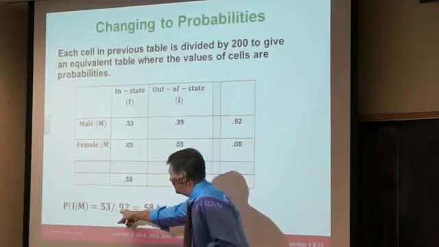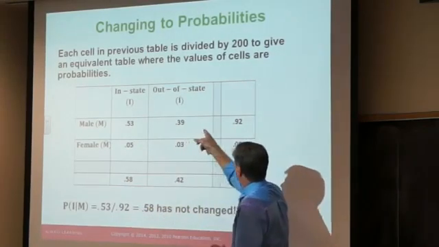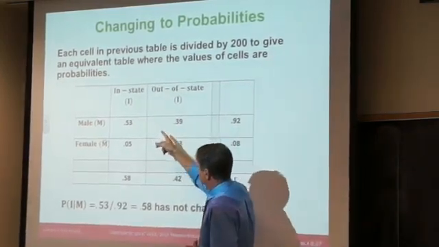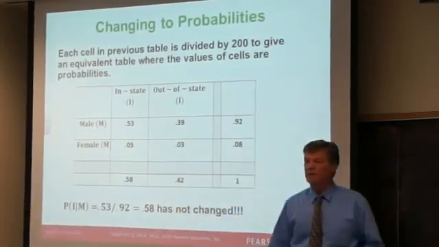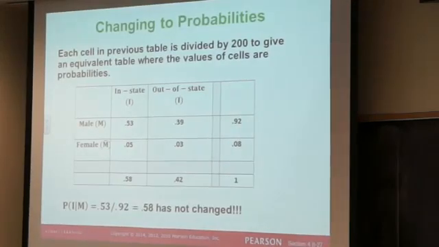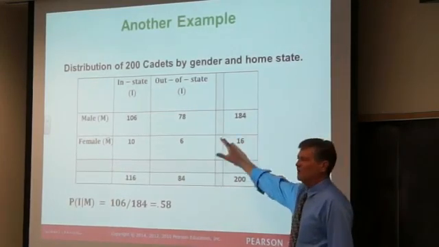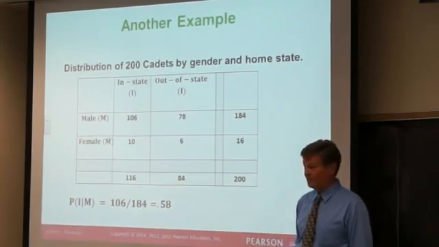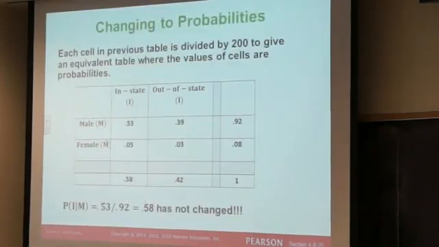What's P of I given M? The same question that I asked in the previous slide. Well, I'm given M as 0.92, and I divide by 0.53, and now I get 0.58, same number as I got before. The only difference is I've normalized this table, which I constructed for convenience, that made it easy for me to understand. Now I've translated it back into a table of probabilities. Clear?